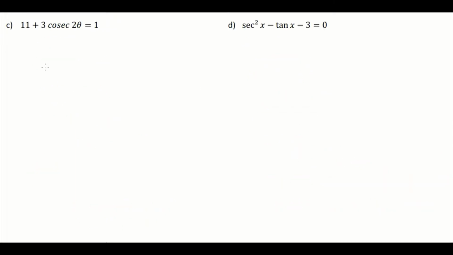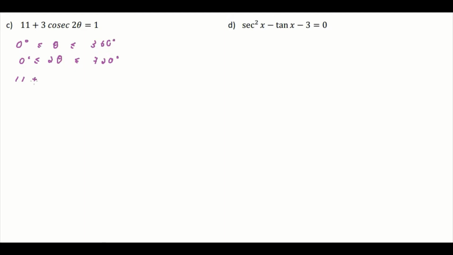Okay, so C, 11 plus 3 cosecant 2 theta equals to 1. So when you look at this question and you see the 2 theta here, then meaning that you should change your range first. So this question wants your answer to be in between 0 up to 360, right? So that's why if you are solving for 2 theta, meaning that you need to accept the range up to 720. Okay, then now you can continue.